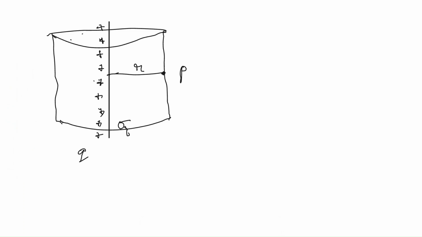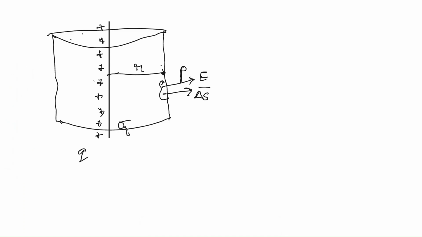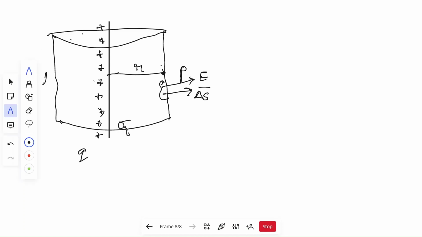The magnitude of electric field E is the same at every point on the curved surface of the cylinder because all points are at the same distance from the charge. The electric field direction and the normal to the area element del S are parallel. So we are considering a small element del S. This is del S. And the electric field is also parallel. Let the length of the cylinder be L.